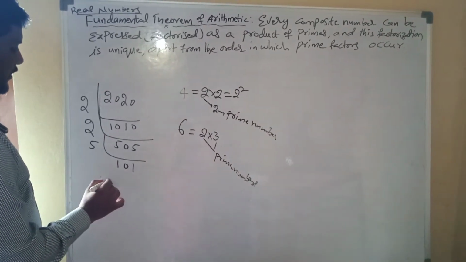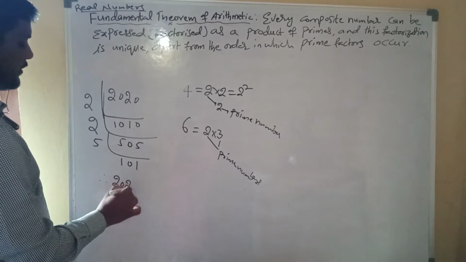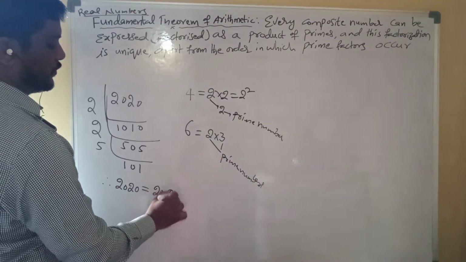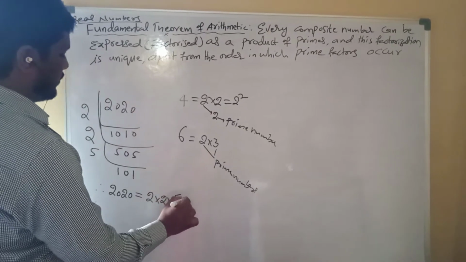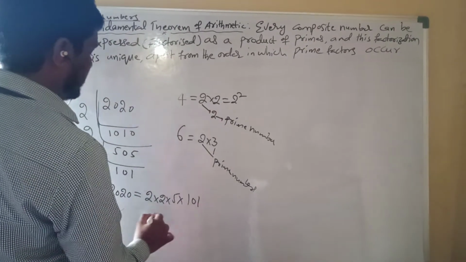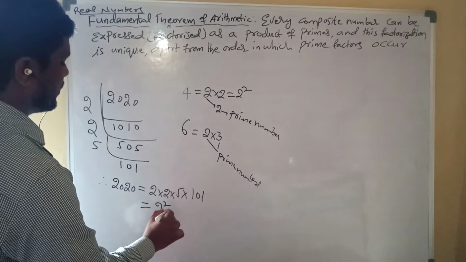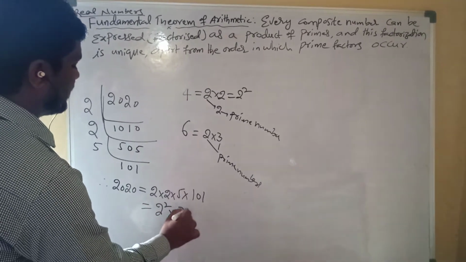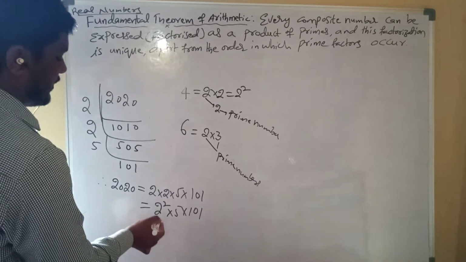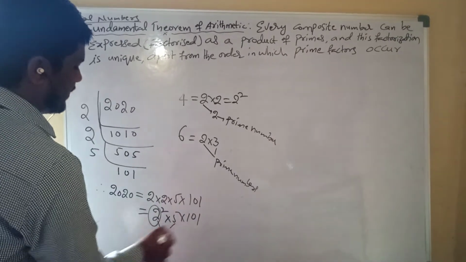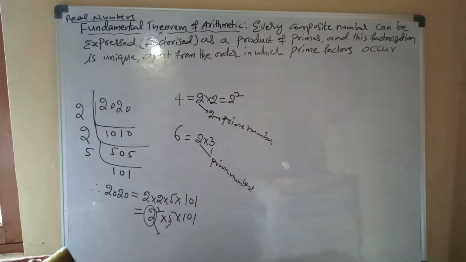Therefore, we can write 2020 is equal to 2 into 2 into 5 into 101. That is, it can also be written as 2 into 2 is 2 square into 5 into 101. Here 2 is a prime number and 5 is a prime number and 101 is also a prime number.